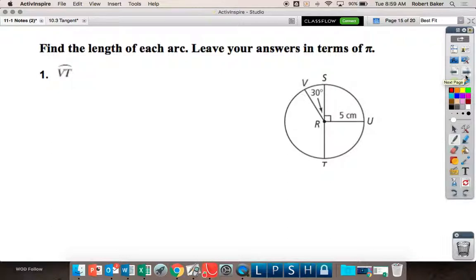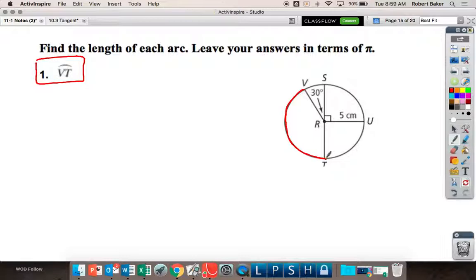Alright, so we're going to use this same question for the next 3. So be vigilant at what we're solving for. We're solving for VT. Arc VT. That is, right now, this piece right here. So, can I immediately solve for it, or do I have to do a little bit of work on the picture to figure out what's going on? You gotta do a little bit of work.